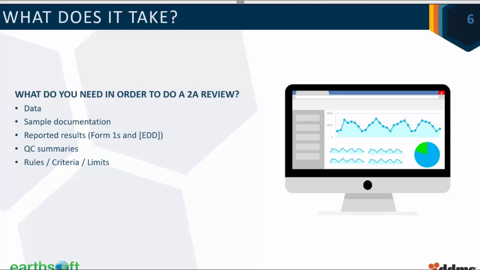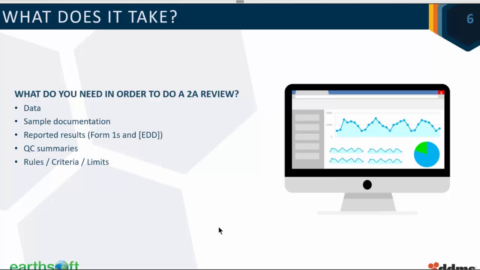The thing, of course, you need is data. That includes your sample documentation, because you have to know how the sample was collected and how it was handled from the point of collection. You have to have the results, whether they're in Form 1s and an EDD or one or the other. You have to know what the laboratory reported, and you have to have the summaries for all of the QC samples that were performed: blanks, spikes, duplicates, any method-specific QC that are generated. Any of those things have to be available also. And then you have to know what you're assessing against, whether it's method criteria, something from a project-specific QAP, whether you're looking at a particular region, any of those sets of rules.